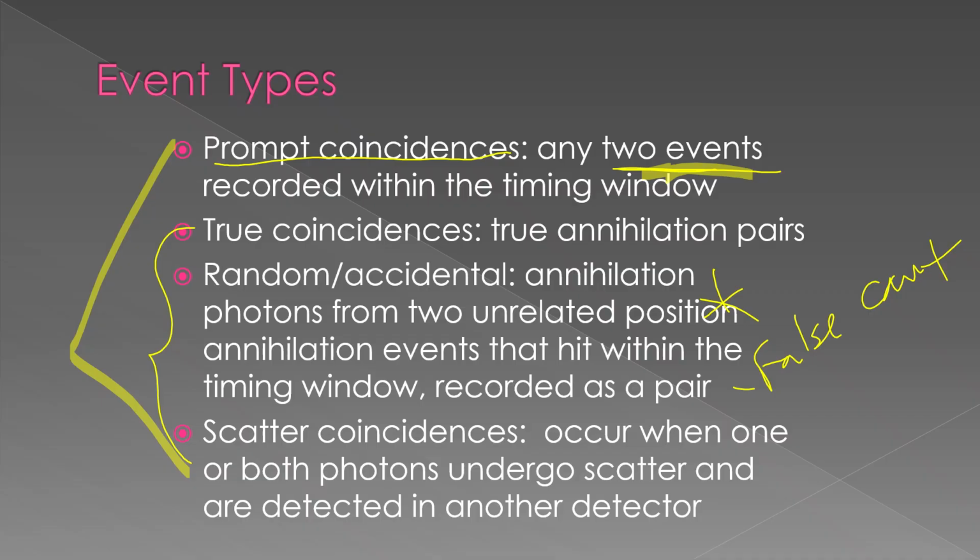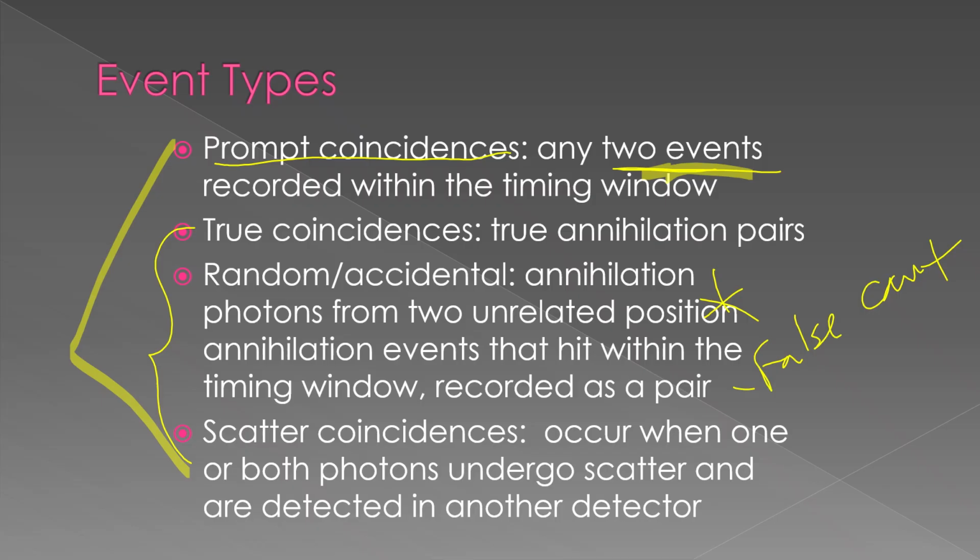This is where you would have one photon from a true annihilation event, and it happens opposite of each other. But then on the opposite side, what you actually capture is a photon that's scattered from somewhere else in the body, and it just scattered within the body and then just happened to hit the detector opposite at the same time.